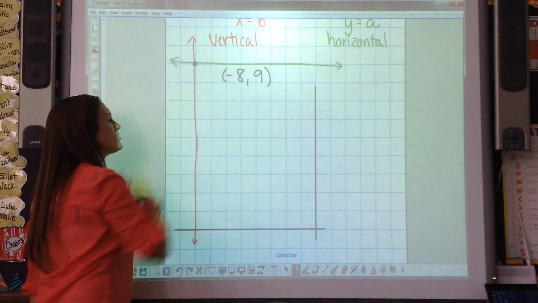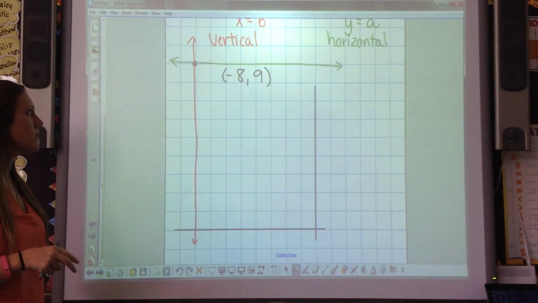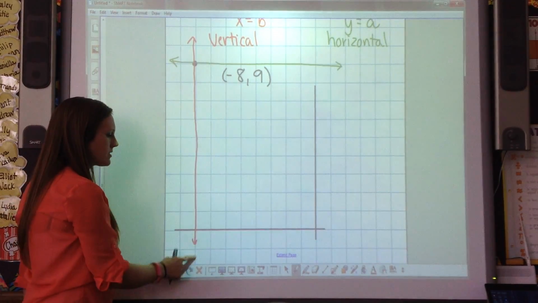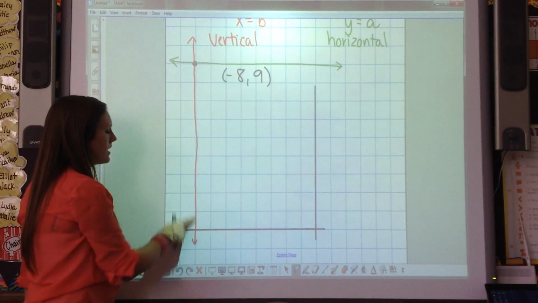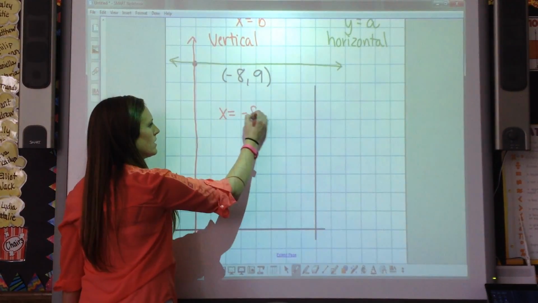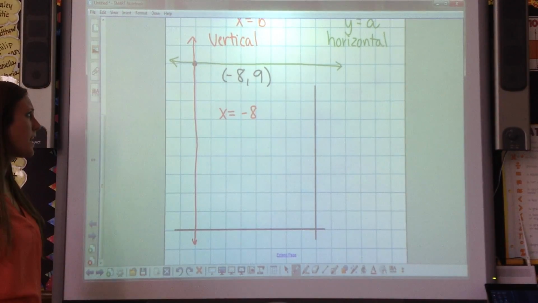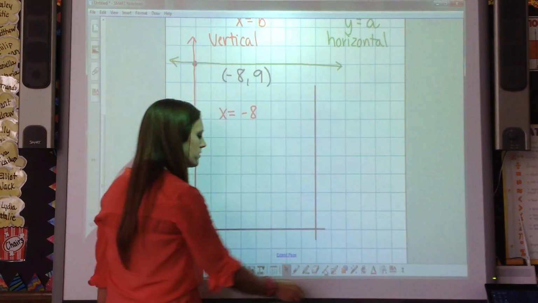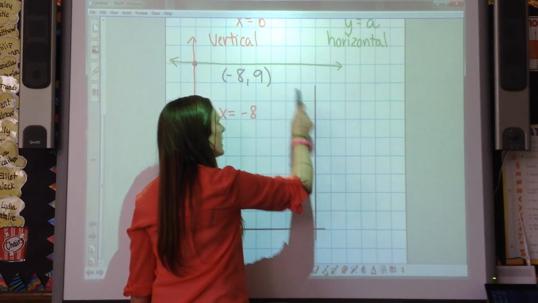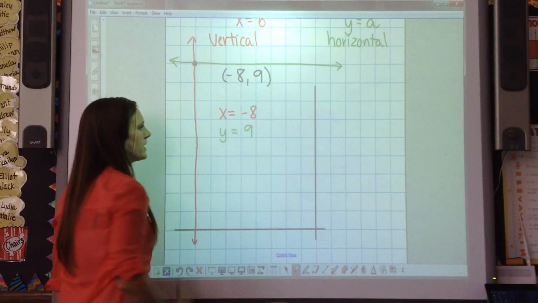Okay, you need to write two equations that represent these two lines. The first equation, let's focus on the vertical line. This goes through the x-axis at -8. So my first equation is x equals -8. That's in standard form because the variable is on the left side. The other equation goes through the y-axis, here's the y-axis, at 9. So our other equation is y equals 9.